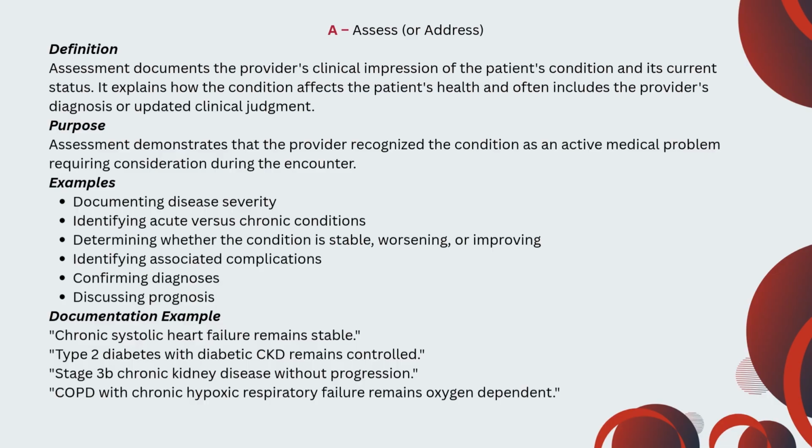Documentation example: chronic systolic heart failure remains stable. Type 2 diabetes with diabetic CKD remains controlled. Provider can add the CKD stage to be more accurate. Stage 3B chronic kidney disease without progression. COPD with chronic hypoxic respiratory failure remains oxygen dependent.